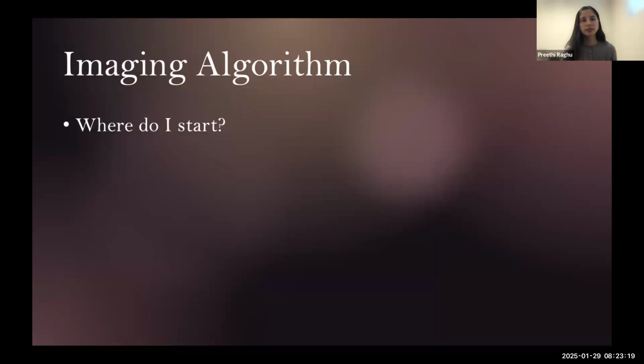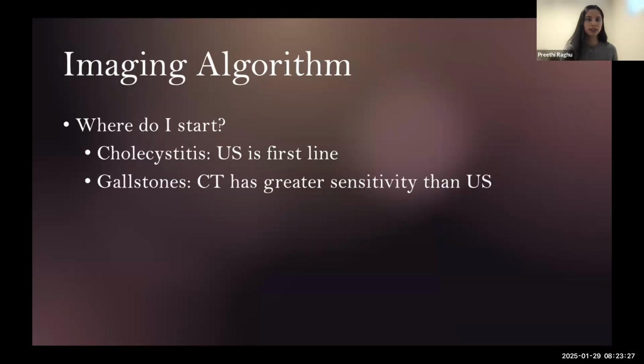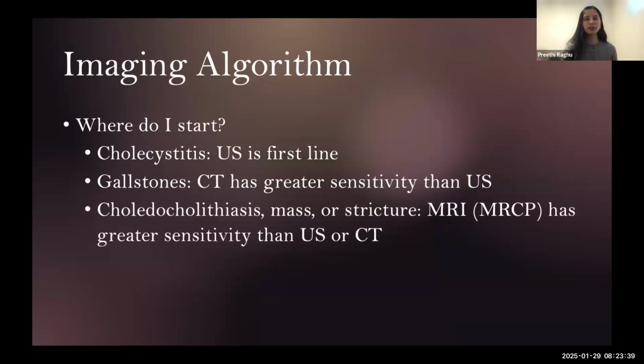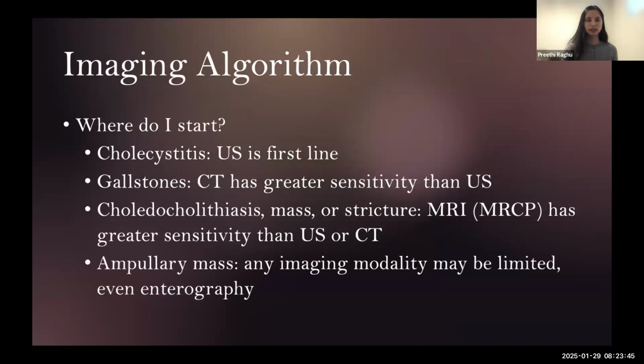Okay, now on to the imaging algorithm of where to actually start. So for things like cholecystitis, as you know, ultrasound is typically first line. For gallstones, that is, sorry. So CT has lesser sensitivity than ultrasound. And for choledocholithiasis, mass or stricture, MRI, MRCP has the greater sensitivity.